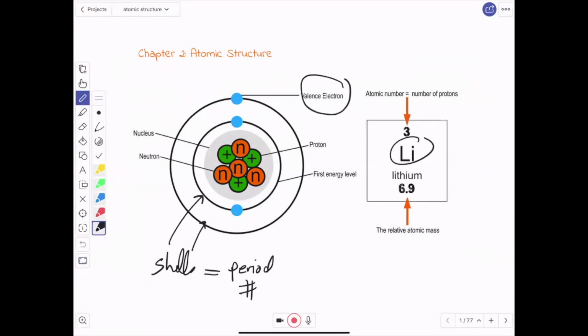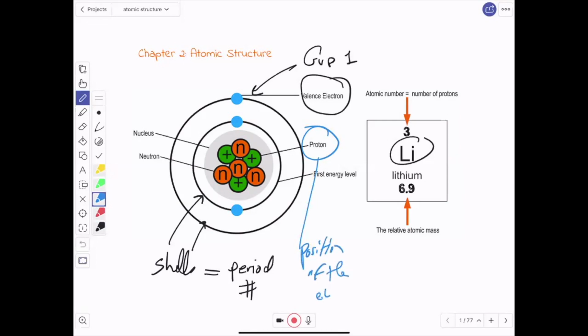And the valence electrons, which is the outer shell electrons, is the group number. So lithium belongs to group number 1. Number of protons is particularly important because the number of protons is the one that determines the position of the element. So it determines the position of the element in the periodic table.